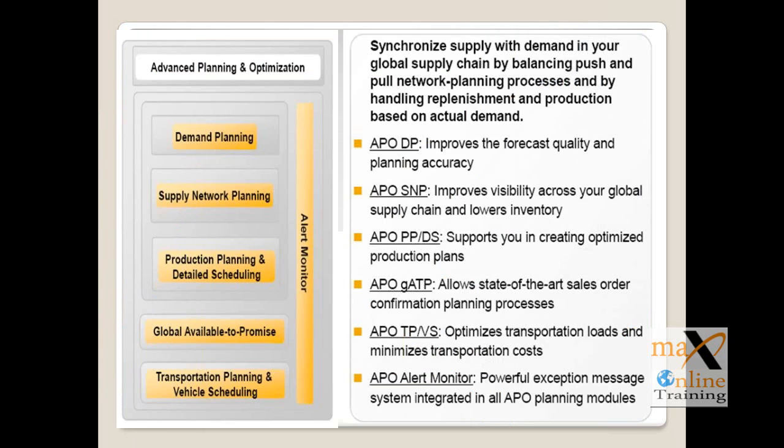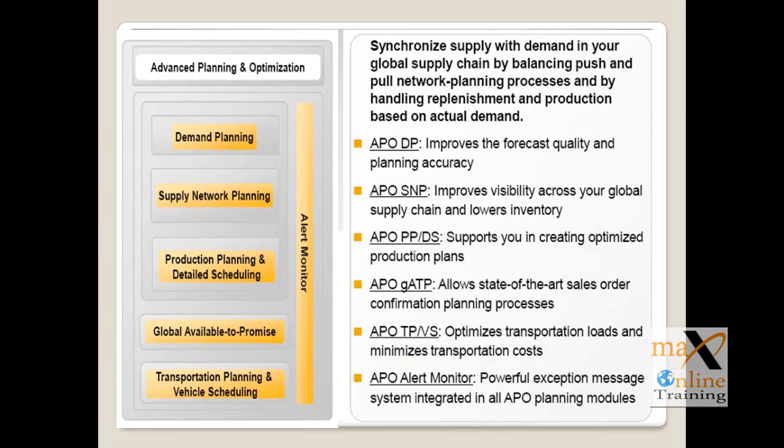So if a company is planning to implement APO, how will they normally start? First they will implement demand planning, which takes care of forecasting. Then they can go for the implementation of SNP, which takes care of mid-level planning and the distribution of the inventory. For short-term production, we can take the PPDS module. To know the sales order confirmation at the global level, there is GATP, and to optimize the transportation load and minimize the transportation cost, there is the TPVS module. Like that, we have different modules.